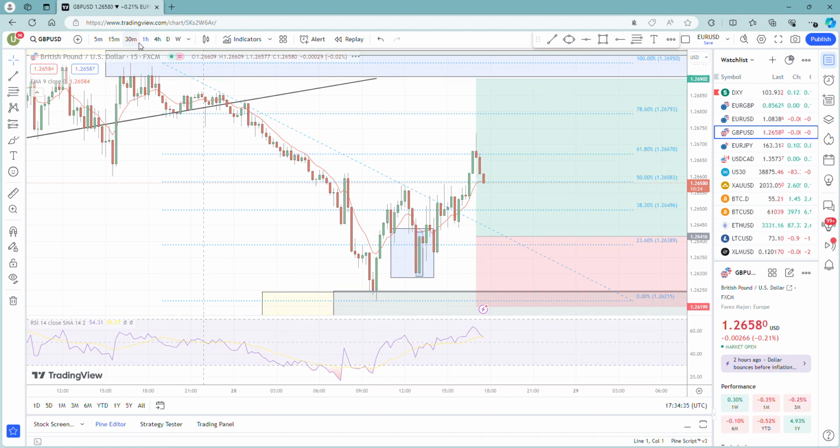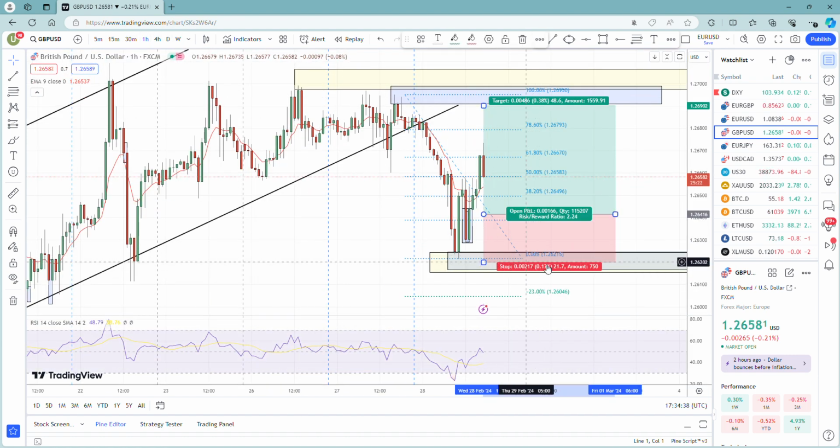If we're going to H1, it's quite a large stop loss today, 21 pips. I only like to have a stop loss of 10 pips. In this case, it was a 21 pip stop loss. The target profit was 48 pips.